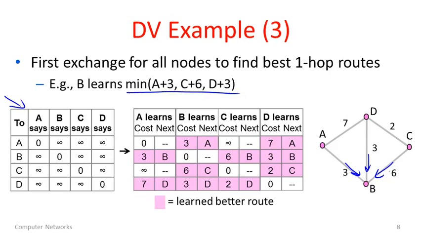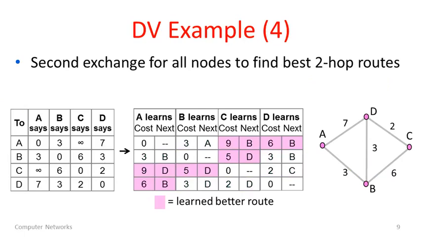I could also tell you that C is going to be equal to the minimum of, let's see, C is connected to B over a link with cost 6 and to D over a link with cost 2. So that would be what you would want to use to compute the routes for C. So if we follow the same process, and you can check this, hopefully I've got all of the numbers right, then you can compute the one-hop best routes that B, C, and D learn.